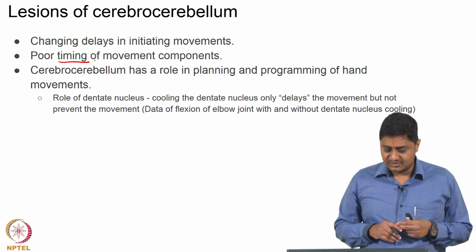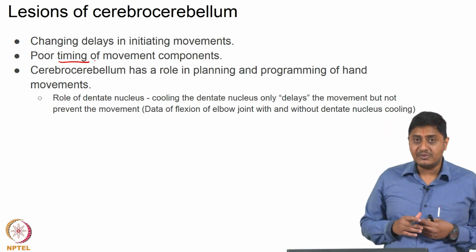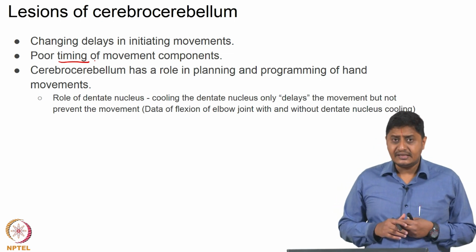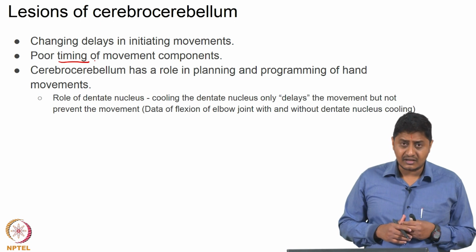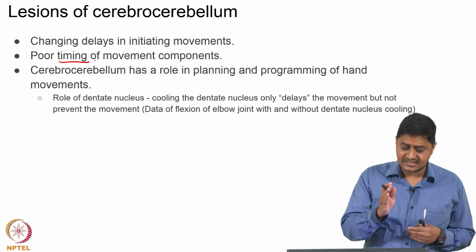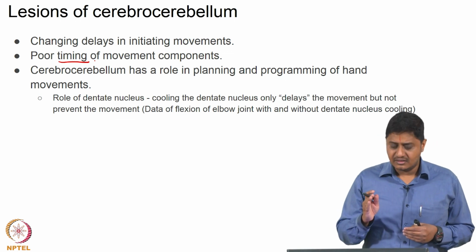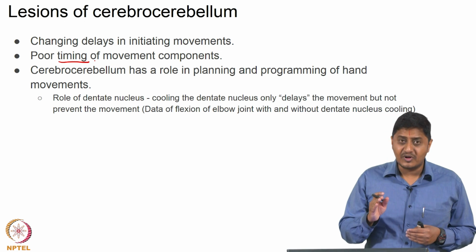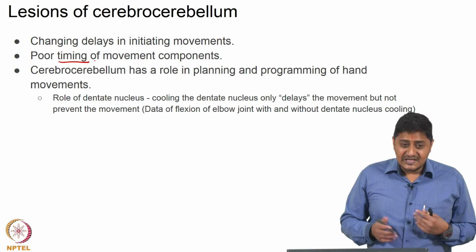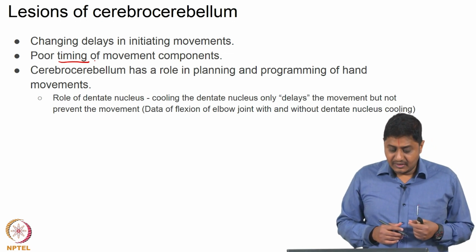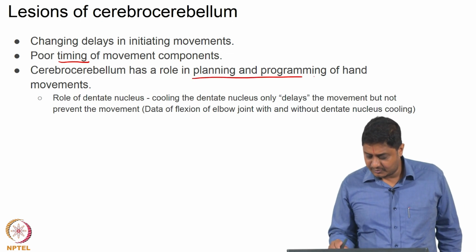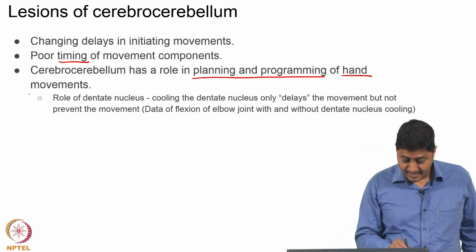So, this gives rise to the idea that probably cerebrocerebellum plays an important role in coordinating or timing the movement. If compromise of this area causes a delay, and compromise of this area causes poor timing or poor temporal sequencing, right. So, timing and sequencing is performed by the cerebrocerebellum, and also cerebrocerebellum is hypothesized to have a crucial role in planning and programming of hand movements.